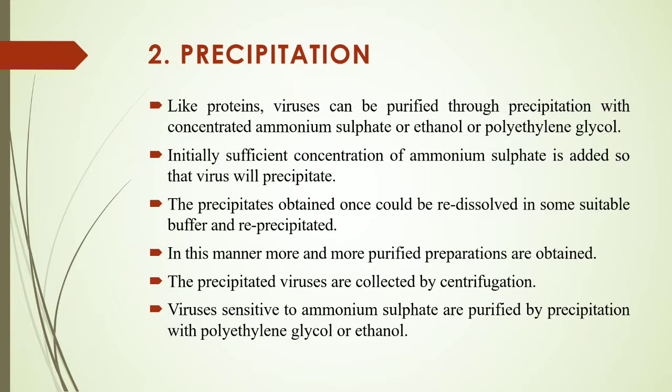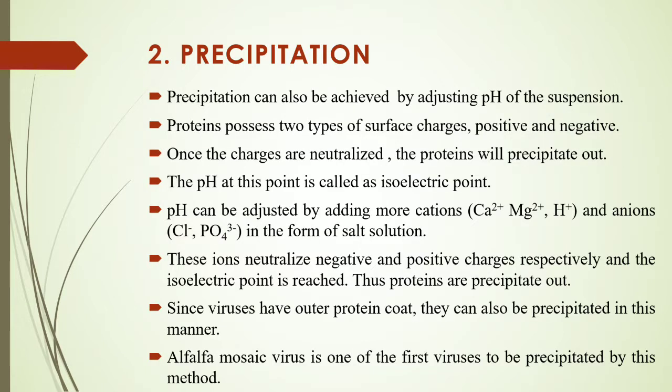Viruses sensitive to ammonium sulfate are purified by precipitation with polyethylene glycol or ethanol. Precipitation can also be achieved by adjusting pH of the suspension. Proteins possess two types of surface charges, positive and negative. Once the charges are neutralized, the proteins will precipitate out. The pH at this point is called the isoelectric point.